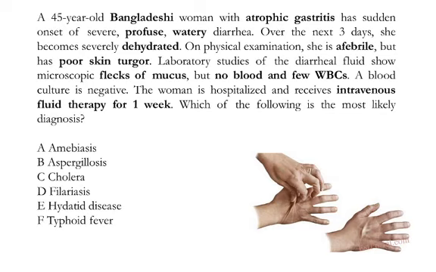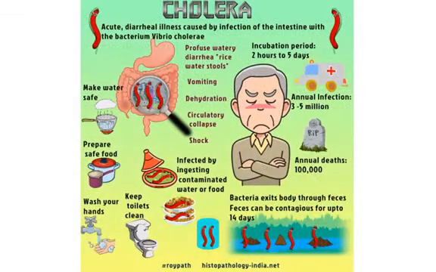Cholera scheme: you see acute diarrheal illness caused by infection of the intestine with the bacterium Vibrio cholerae. Profuse watery diarrhea, rice water stools, vomiting, dehydration, secondary collapse, shock. So it's common in countries where sanitary conditions are poor.